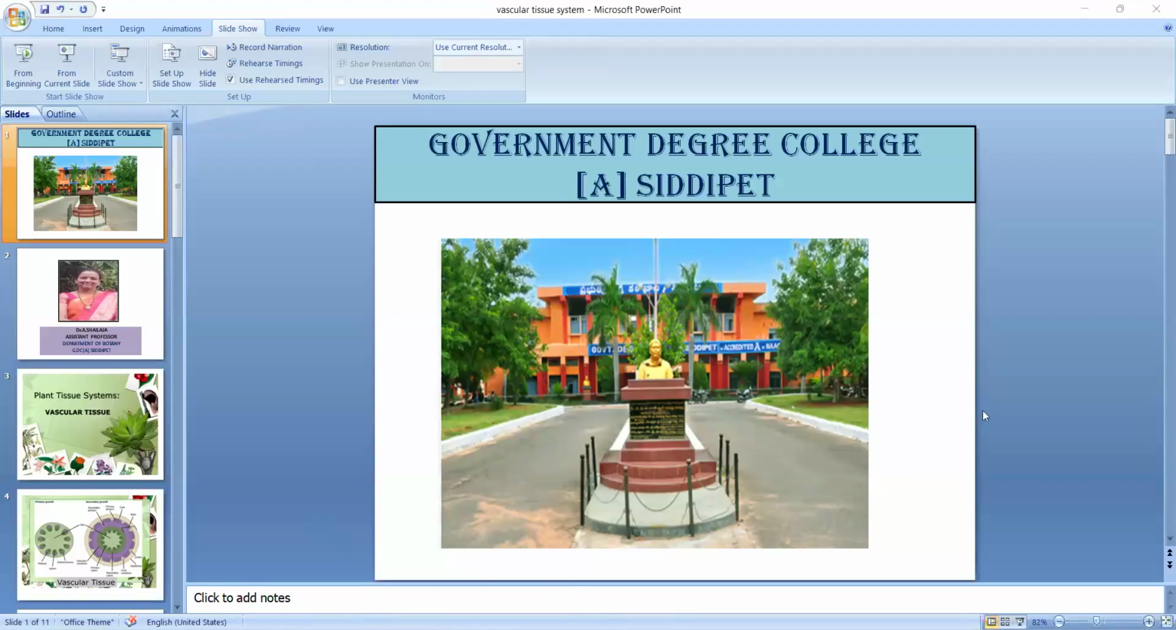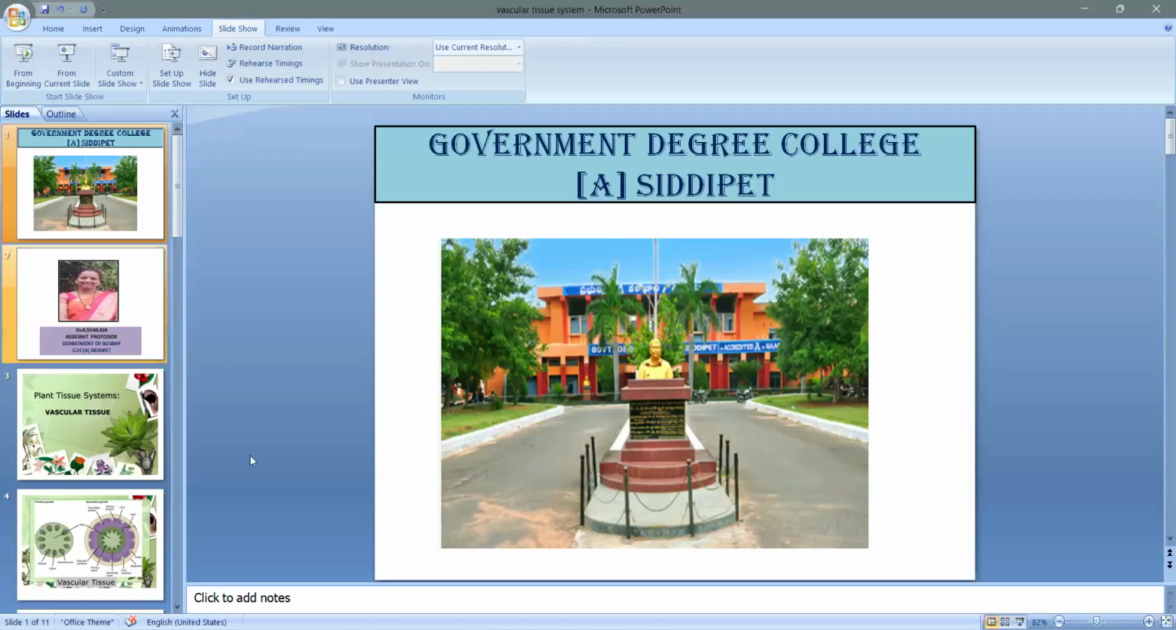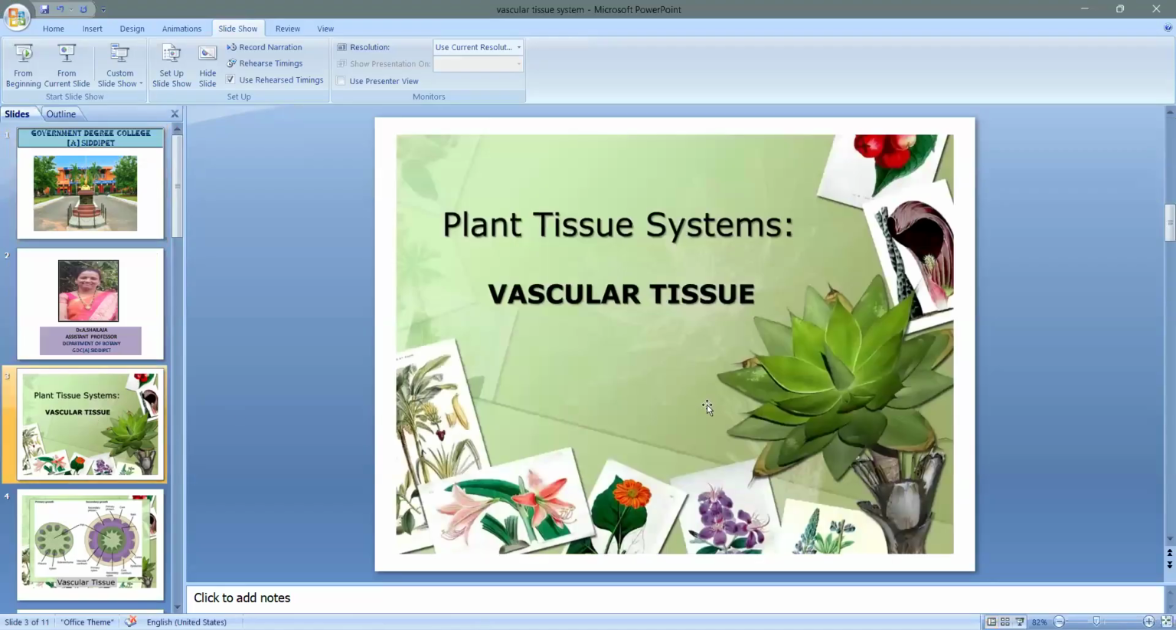Good morning to everyone. Today's topic is vascular tissue systems. In the last class, in the anatomy topics, we completed the epidermal tissue system. Now we are going to discuss the vascular tissue system.